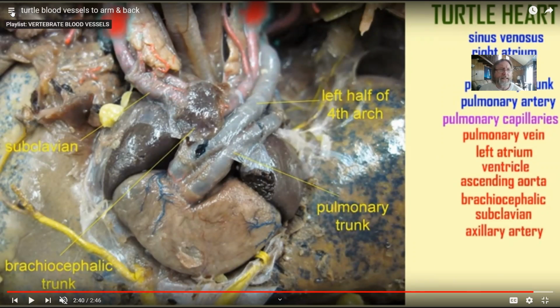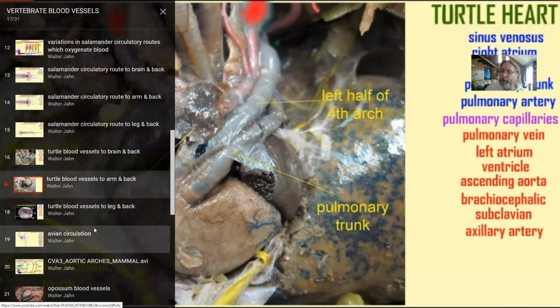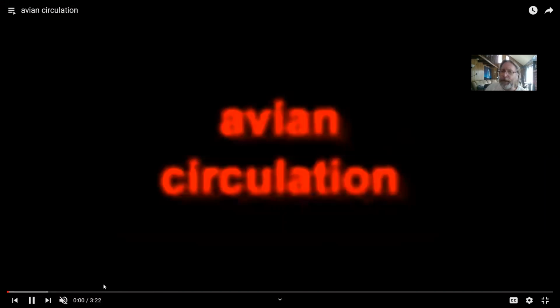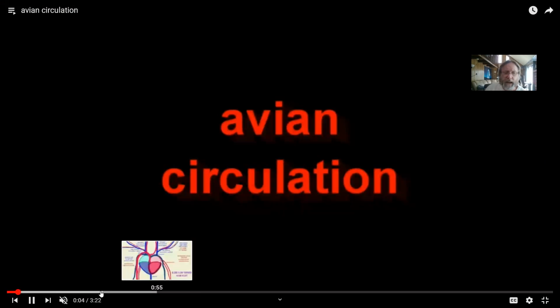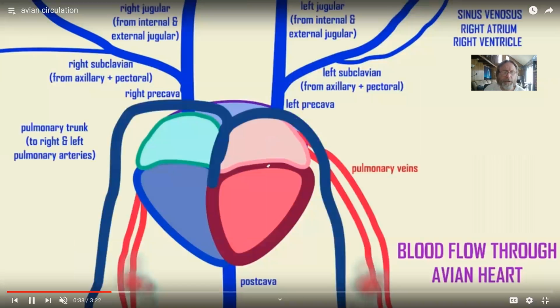We would see the same in birds because a wing of a bird is just a modified arm. And so the same pattern of circulation sends blood to the wings of birds as well. The big difference is, once again, birds completely separate the oxygenated and deoxygenated blood because they have a complete interventricular septum separating the right and the left ventricles.